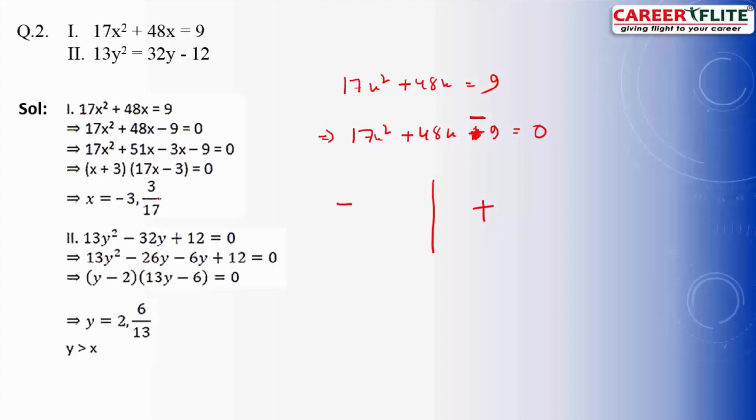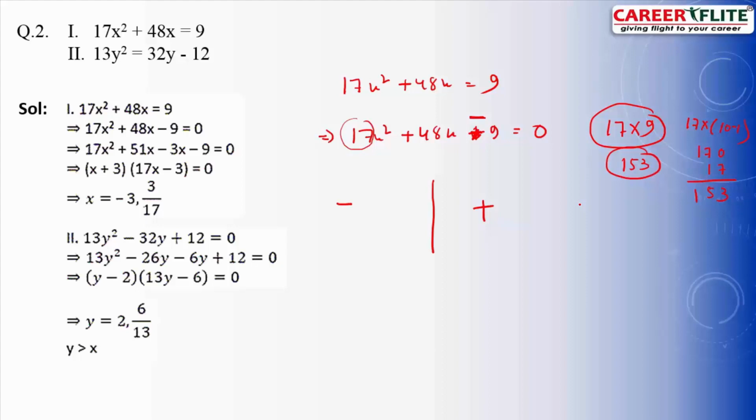Now how to find the roots? The trick for finding the roots is, first you multiply the coefficient of x square, that is 17, and the value of c, 17 into 9. What will be 17 into 9? We can write 17 into 9 as 17 into 10 minus 1. So 170 minus 17, that is 153. So we have a value of 153.